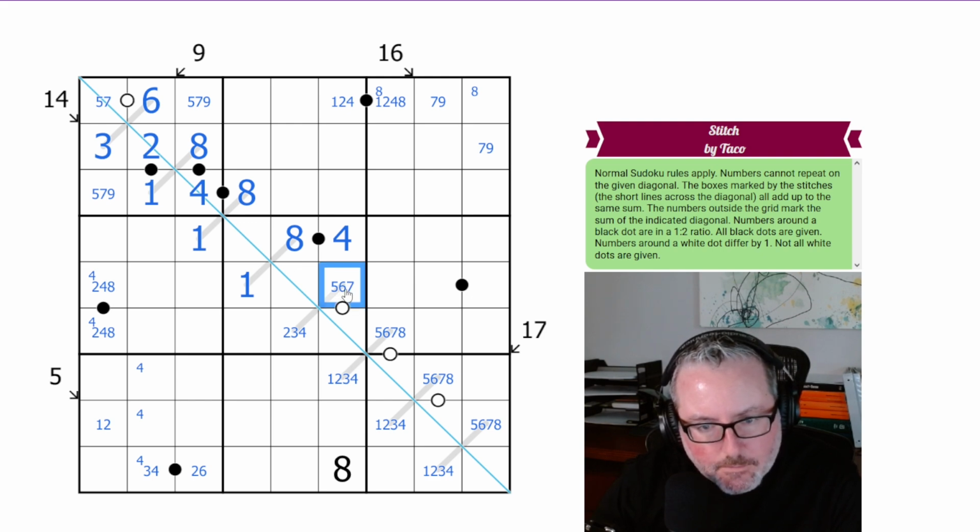We can't rule out 5, 6, or 7 here just yet, because if this was a 5, this could be 6. If this is 6, this could be 5 or 7. There's nothing on the line that removes that possibility. If this is a 7, this could be a 6. That all works. Yeah, so that's not quite doing it.